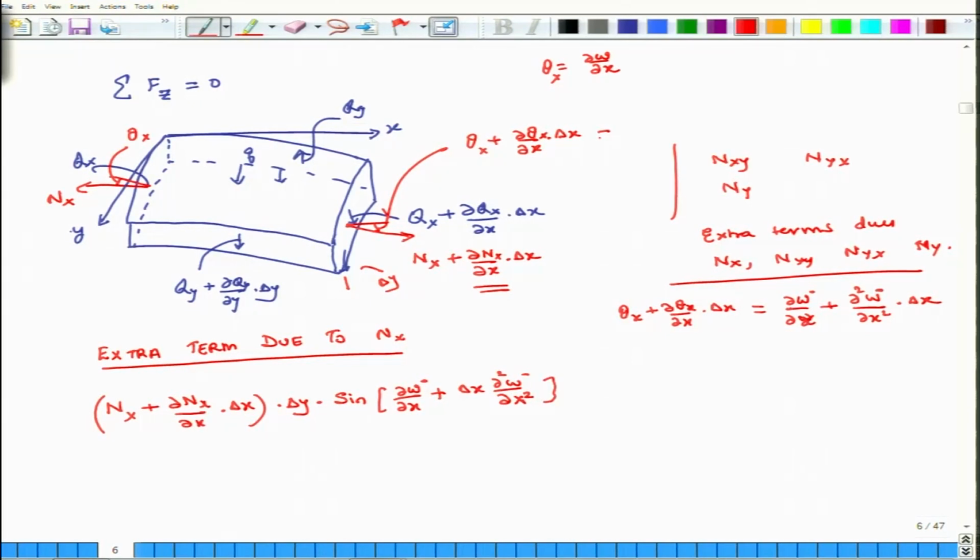So this is the force on the positive plane, and on the negative plane it is acting in the negative direction. So it is nx times delta y times sine of del w over del x.